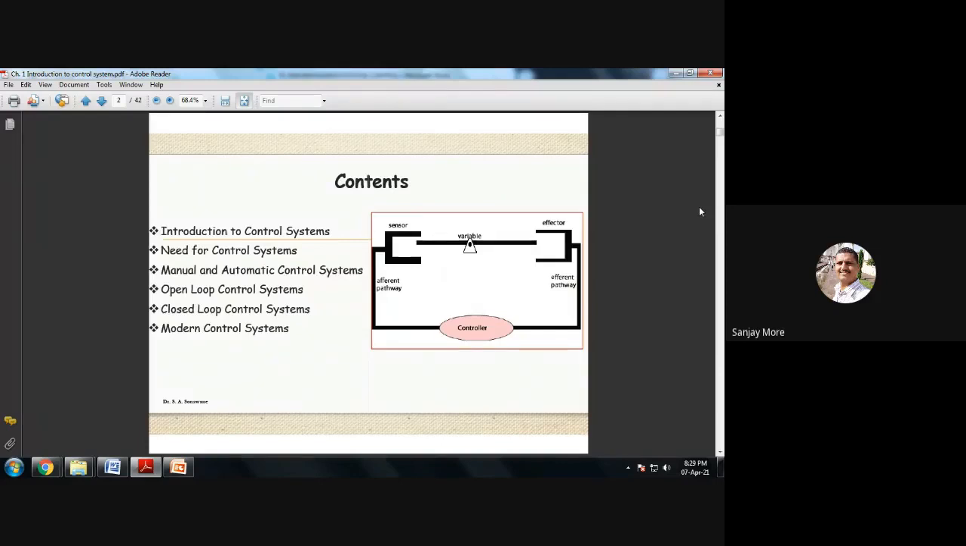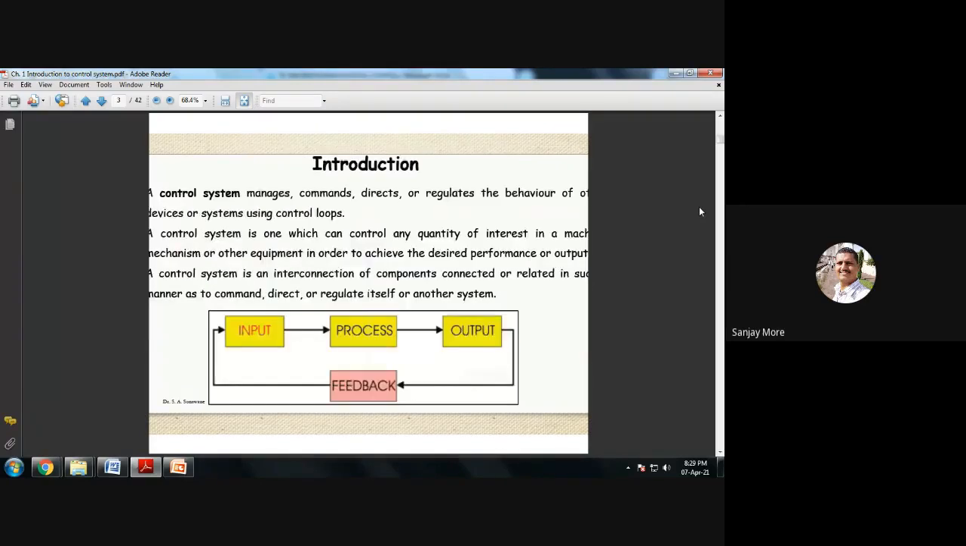See the content of control system: introduction of control system, need of control system, manual and automatic control system, open loop control system, closed loop control system, and modern control system. So first point, introduction of control system.